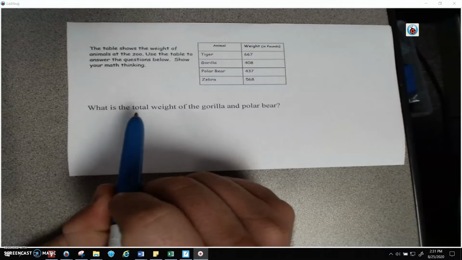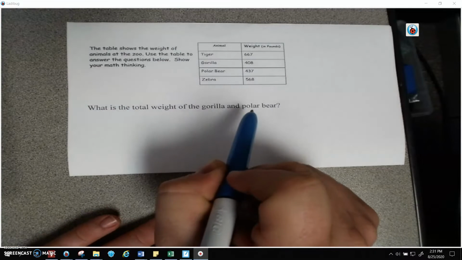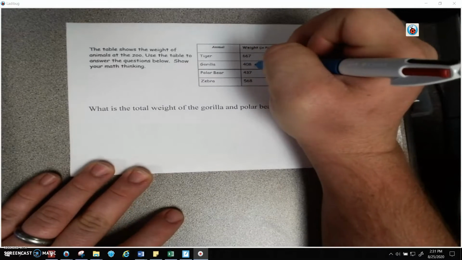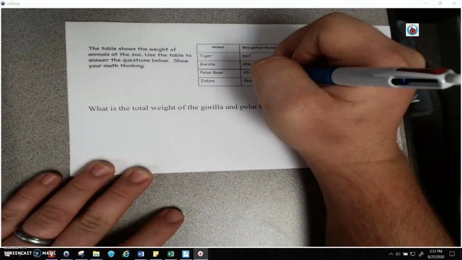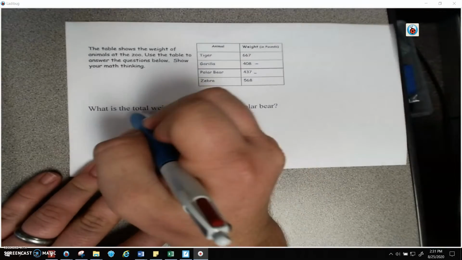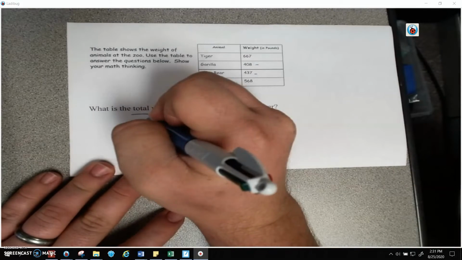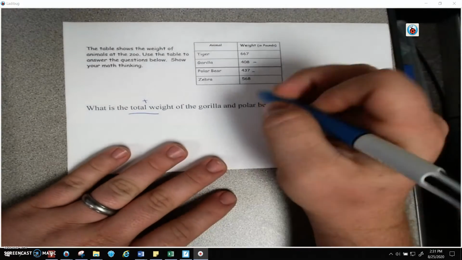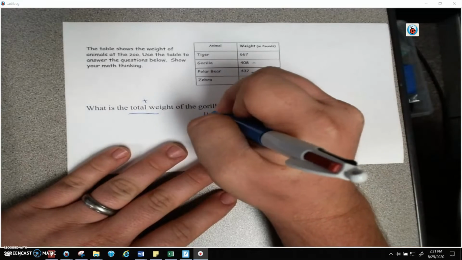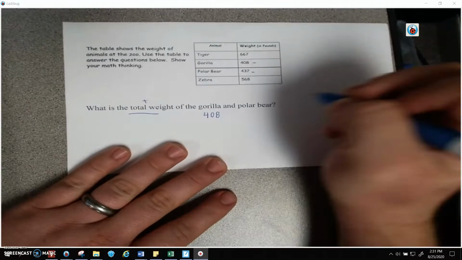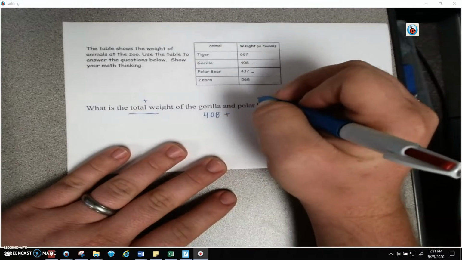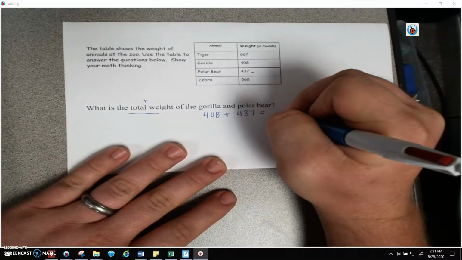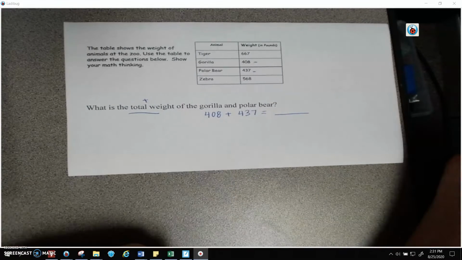So it wants to know what is the total weight of the gorilla and polar bear. So let's see here. I have the gorilla at 408 and the polar bear at 437. So it wants to know the total weight. That lets me know that I'm going to be doing some adding, some addition. So the gorilla weighs 408 pounds and the polar bear weighs 437 pounds. So I need to be adding those together to get a total.